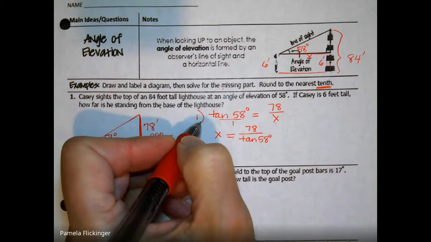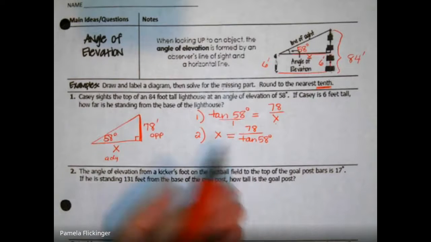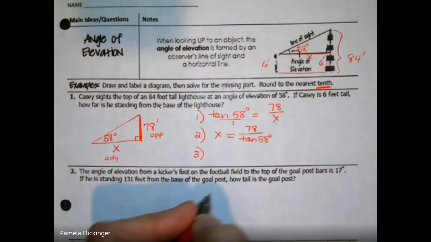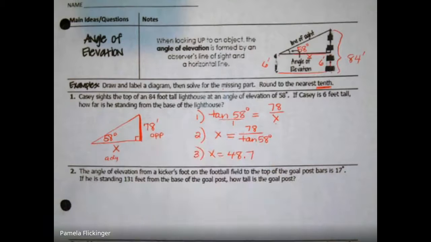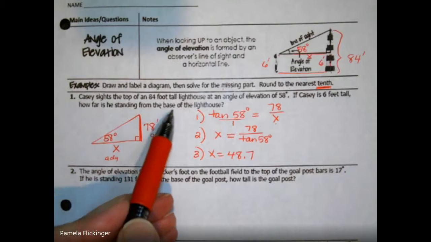I told you before 3 steps, right? Step 1 is to show me the equation. Step 2 is then to solve it. So this is the work that you need to show. And then step 3, we actually punch that into the calculator and we'll get 48.7. And then of course, you're going to write a very quick sentence that answers how far is he standing from the base of the lighthouse.